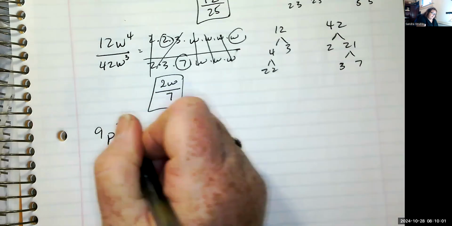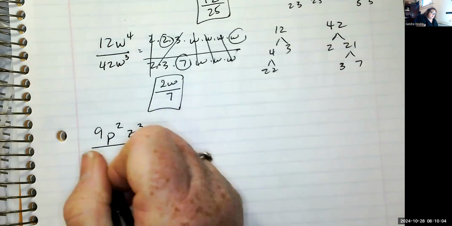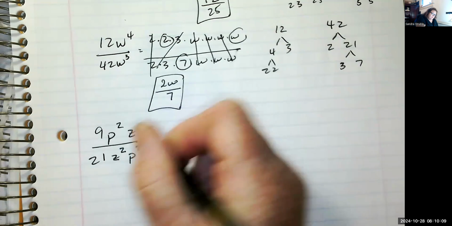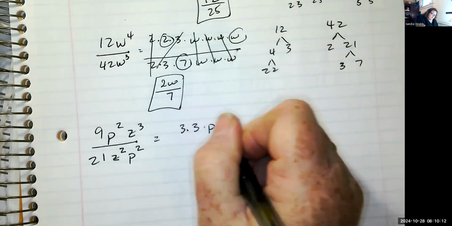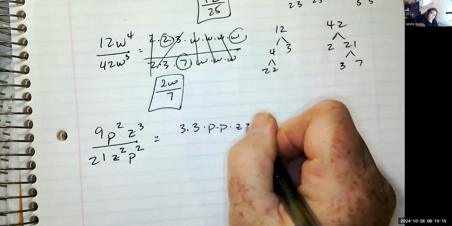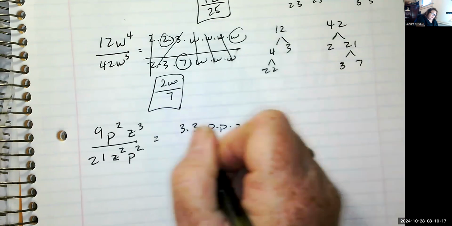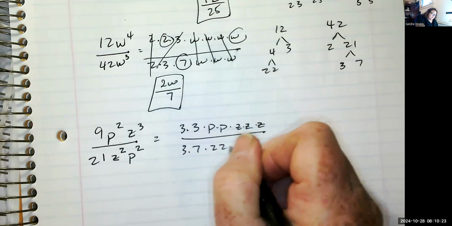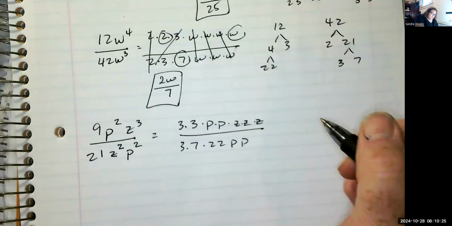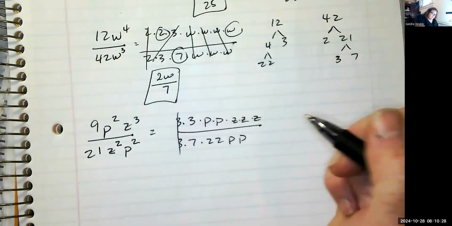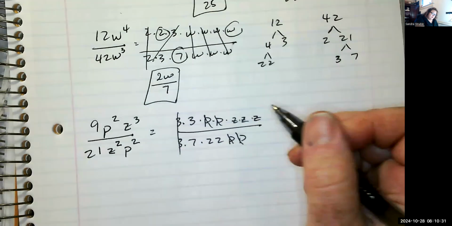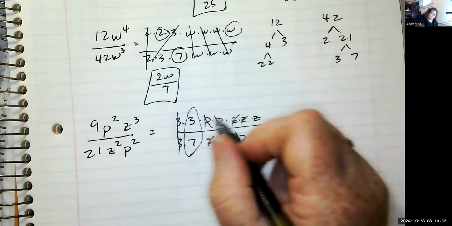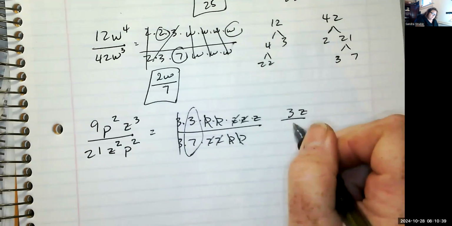9p squared z cubed over 21 z squared p squared. Well, 9 is just 3 times 3. I've got 2 p's and 3 z's. Over 21 is just 3 times 7, 2 z's and 2 p's. Okay, 3's are gone. The p's are completely gone. And get rid of 2 z's. And I'm left with 3z over 7.